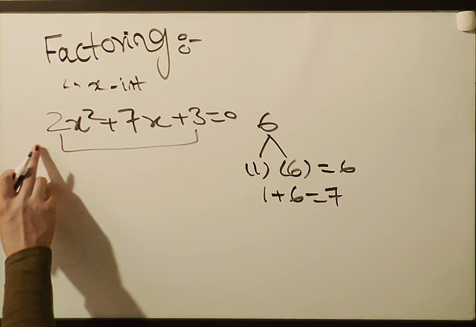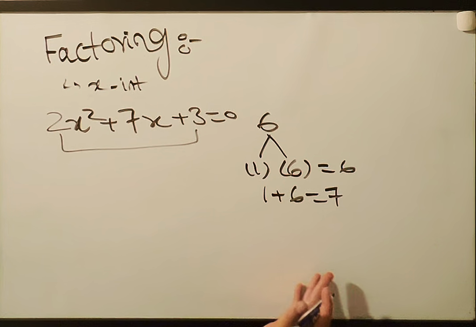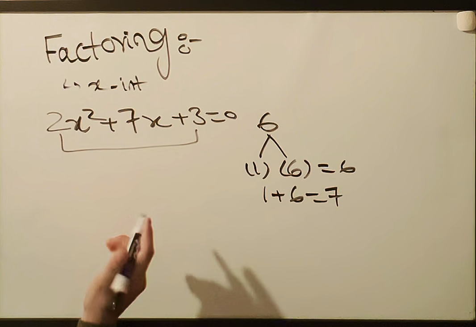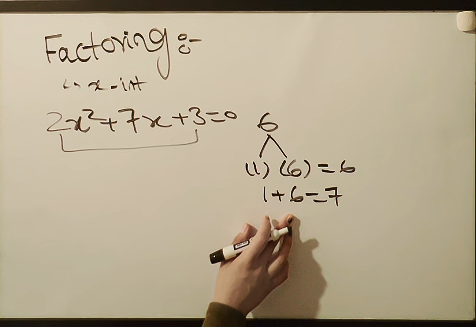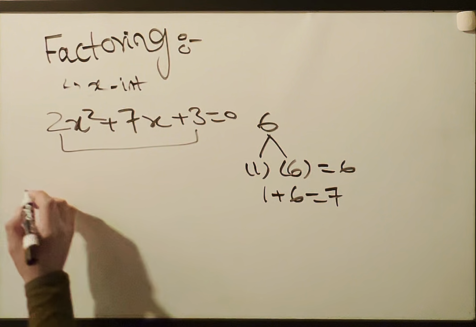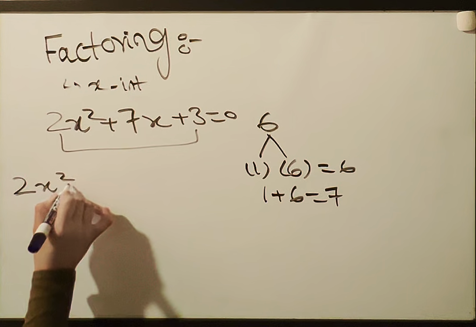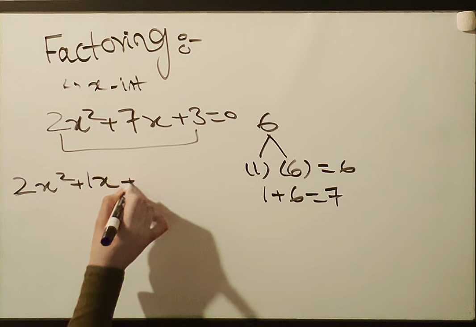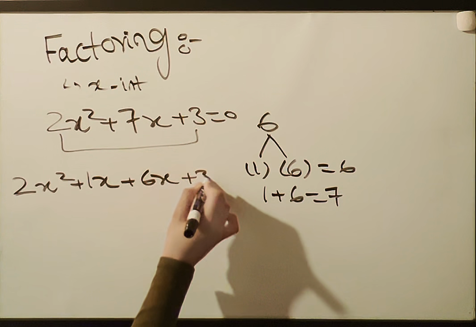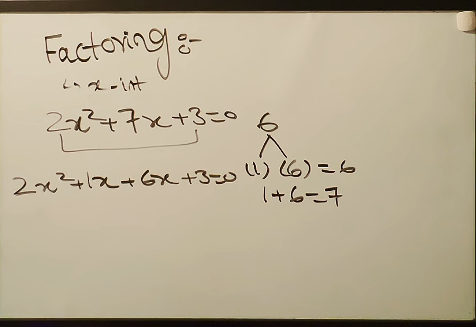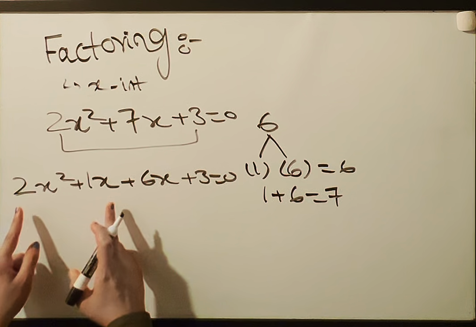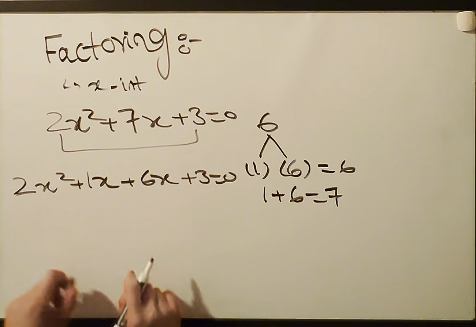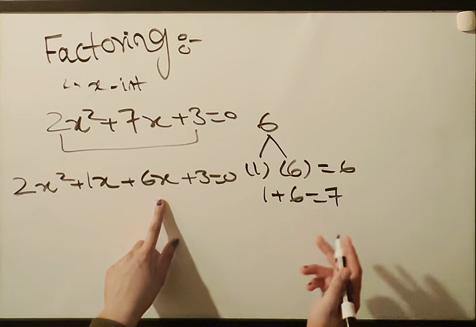Now, since again we have a 2x squared, we have to account for it. So we're gonna write the middle term in terms of 1x and 6x. 2x squared plus 1x plus 6x plus 3 equals 0. Now, once you get to this part, this is where factor by grouping comes up, because you basically treat the first two terms as one group and the second two terms as another group.